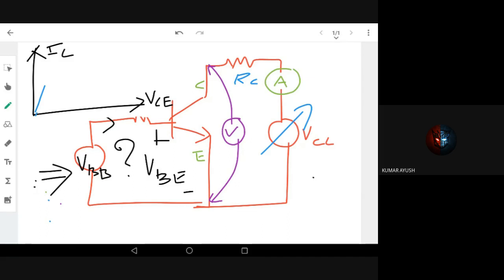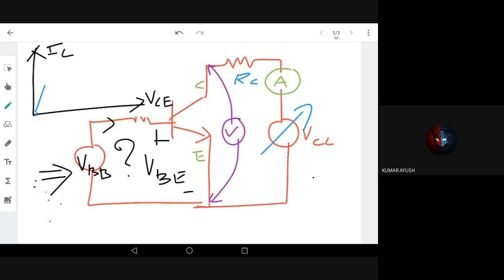Because the transistor is acting as a simple current source. Sorry, not here. It is not a current source. It is just a linear resistance. The transistor current is also increasing, and because of RC, I get a linear curve. If you have only resistance and a voltage source, you'll get a linear curve. So I get a linear curve initially.